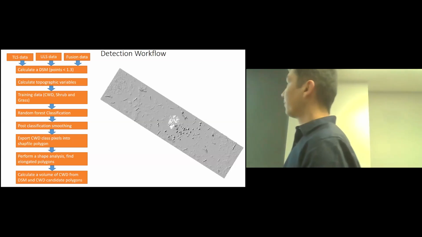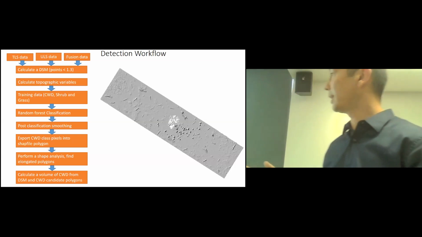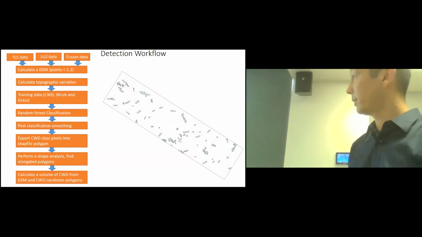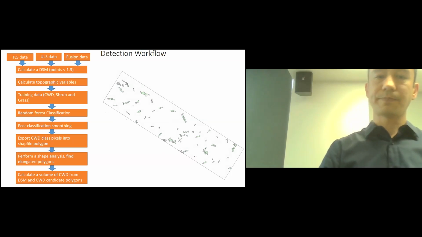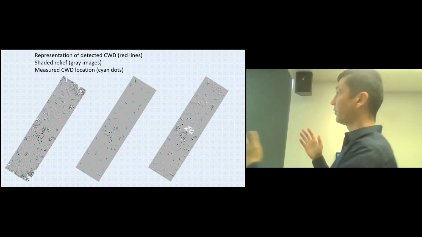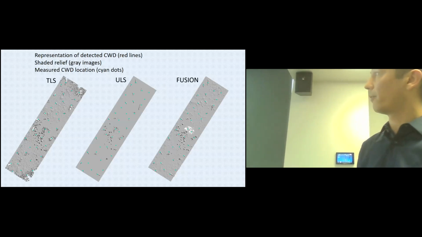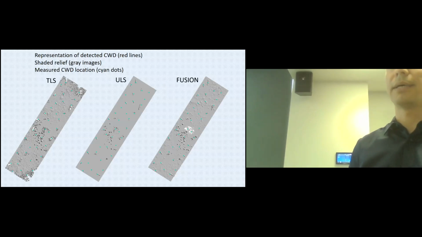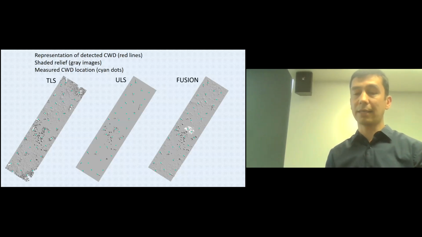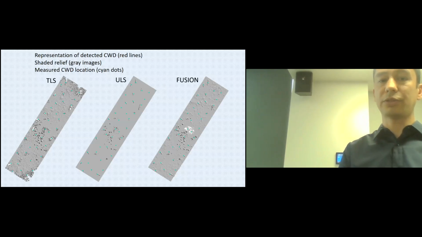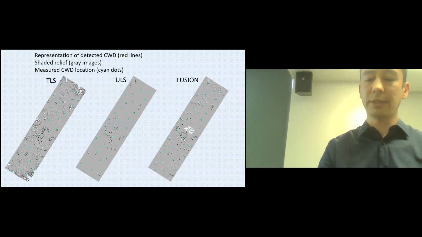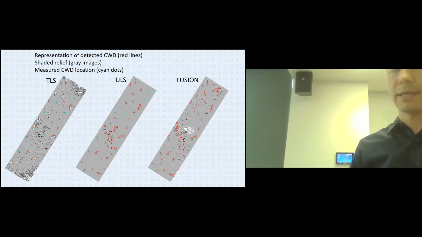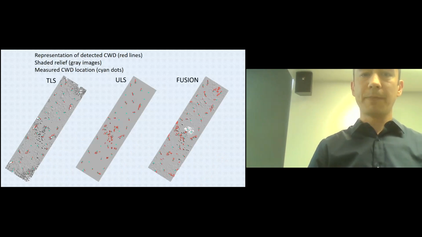This image shows the DSM. It's a shaded relief. You can see some coarse woody debris, and detected coarse woody debris looks something like this. And you can see the difference between TLS, ULS, and fusion of both data sets. The cyan color shows the coarse woody debris that I measured in the field, so they are the geolocation of each coarse woody debris. And detected coarse woody debris looks like this, with some polygons.